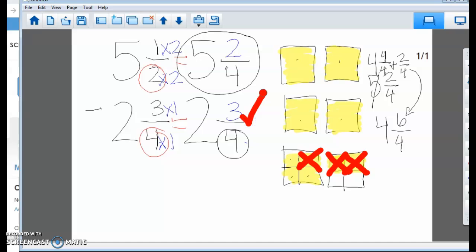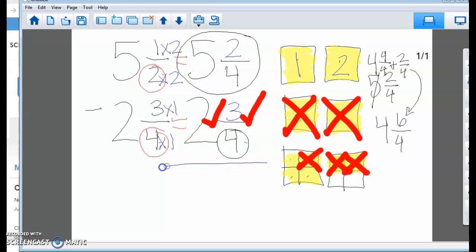Check. Now let's take away our wholes. 1 whole, 2 wholes. Check. Let's count what's left. I have 1, 2 wholes, and 1/4, 2/4, 3/4 left over. So the difference of 5 2/4 and 2 3/4 is 2 3/4. And that's how we regroup.